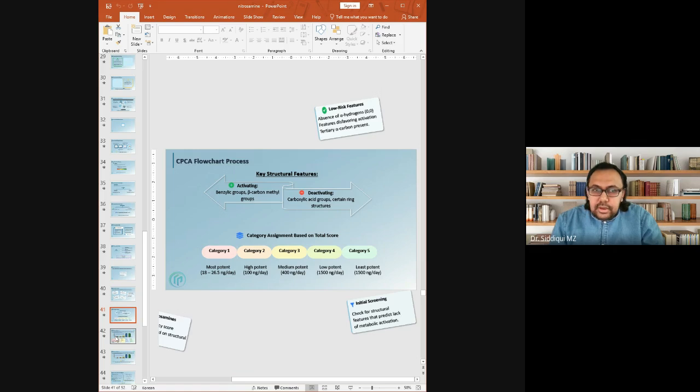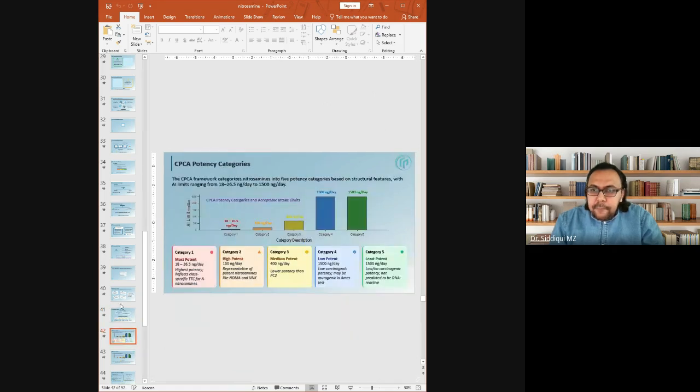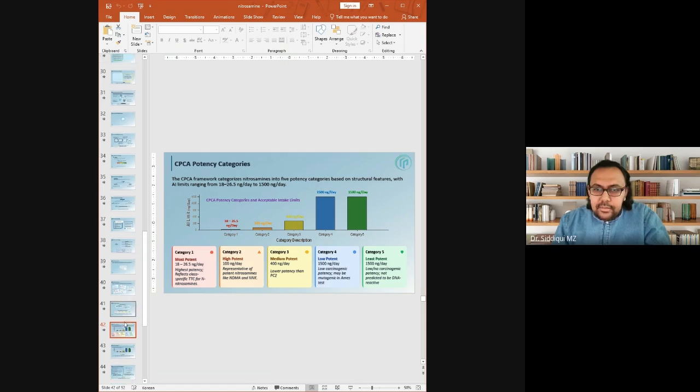The difference for category 4 and 5 is that they can be differentiated on the basis of Ames test for their mutagenicity. So this is the chart for the potency characterization, the graphical form.